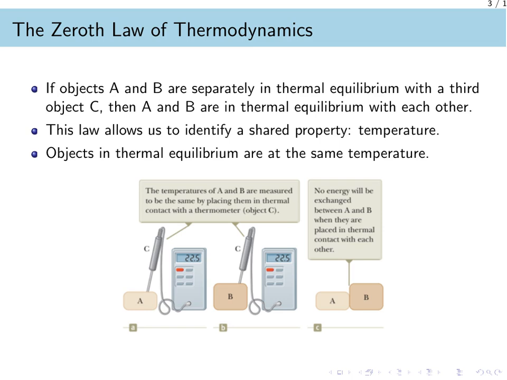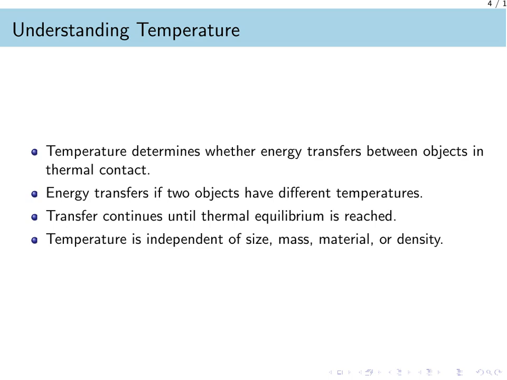This means that if we were to place A and B in direct contact, no energy would be exchanged between them because they are already at the same temperature. Understanding temperature requires looking at how energy moves between objects. Temperature is the property that determines whether energy will transfer between two objects when they are placed in thermal contact. If two objects have different temperatures, energy will transfer from one to the other. This flow of energy continues until the objects reach the same temperature, a state known as thermal equilibrium.